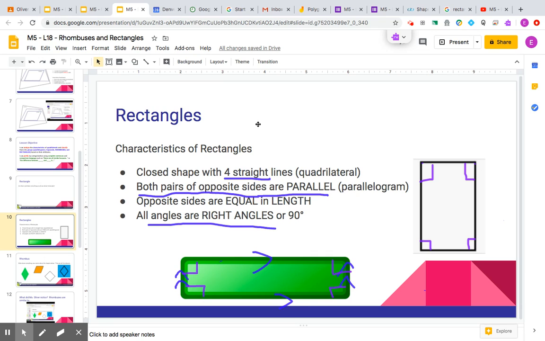You're going to take a minute now to draw out as many unique rectangles as possible, making sure that they stick to those 4 characteristics. Closed shape with 4 straight lines, both pairs parallel on their sides, opposite sides that are equal in length, and right angles on all angles.